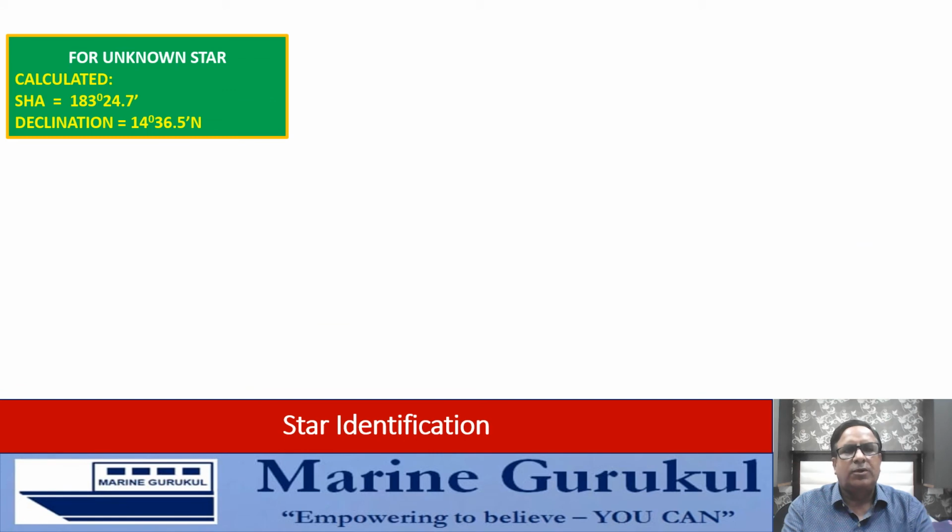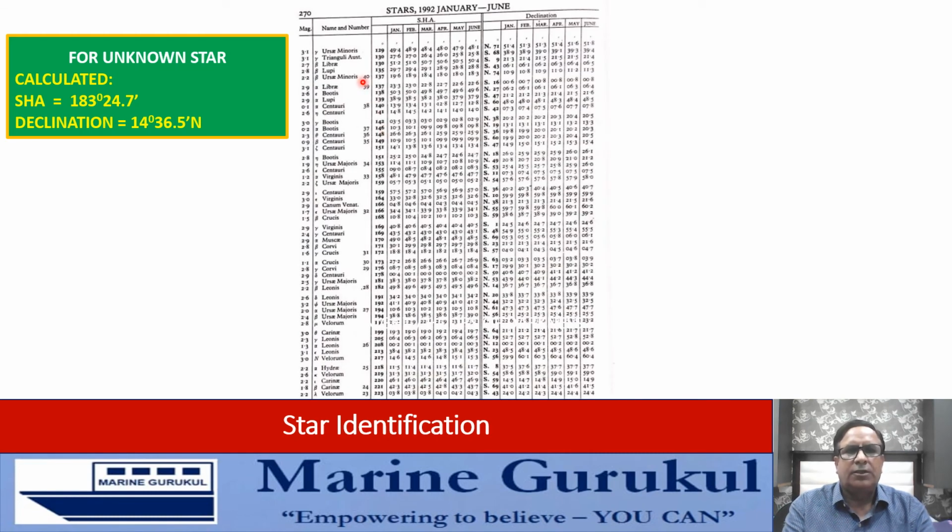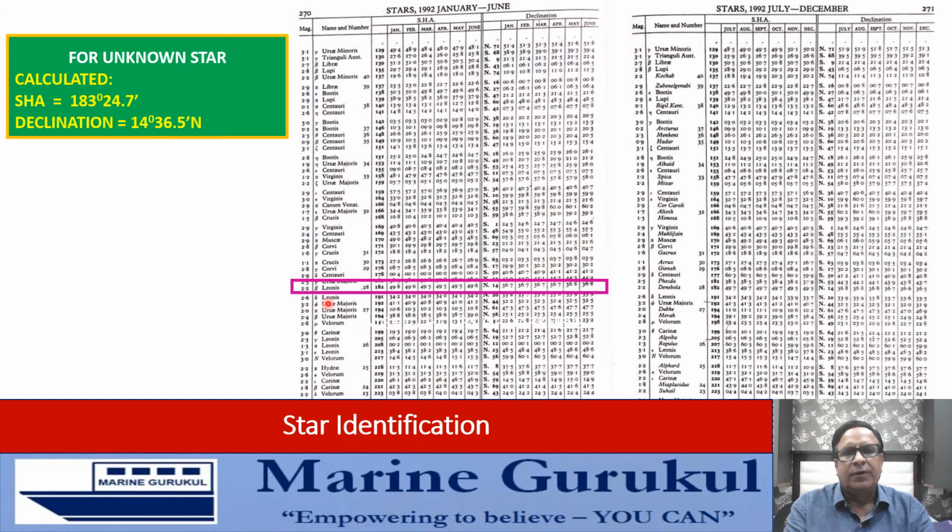We use these calculated values of SHA and declination to enter the star tables in the almanac. We know that these stars are listed in the ascending order of the SHA. We inspect these tables around 180 degrees SHA, and we find a star out here whose SHA in the month of June and declination in the month of June is very close to what we have calculated. As this is the left page of the almanac, we look at the right page for the English name of the star, and the English name of the star is Denebola.